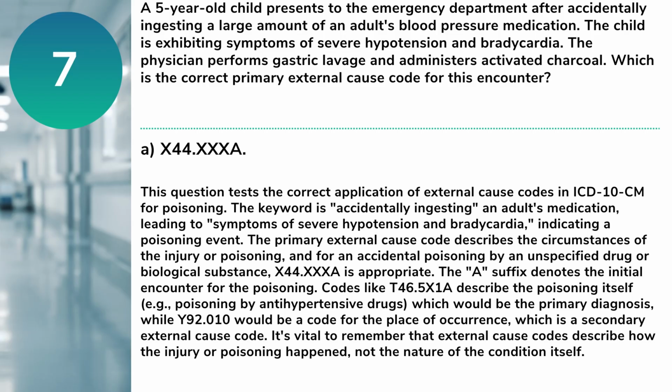Answer: A. X44.XXXA. This question tests the correct application of external cause codes in ICD-10-CM for poisoning. The keyword is accidentally ingesting an adult's medication, leading to symptoms of severe hypotension and bradycardia, indicating a poisoning event. The primary external cause code describes the circumstances of the injury or poisoning, and for an accidental poisoning by an unspecified drug or biological substance, X44.XXXA is appropriate. The A suffix denotes the initial encounter for the poisoning.